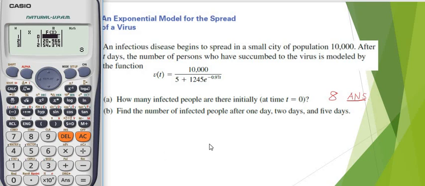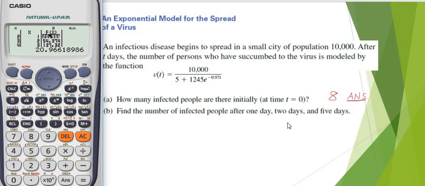Next, find the number of infected people after 1 day, 2 days, and 5 days. We'll inspect: 1 day would be 20.97, 2 days would be 54.37, and the 5th day would be 678. Since we are required to determine the number of infected people, we'll round off our result to the whole number.